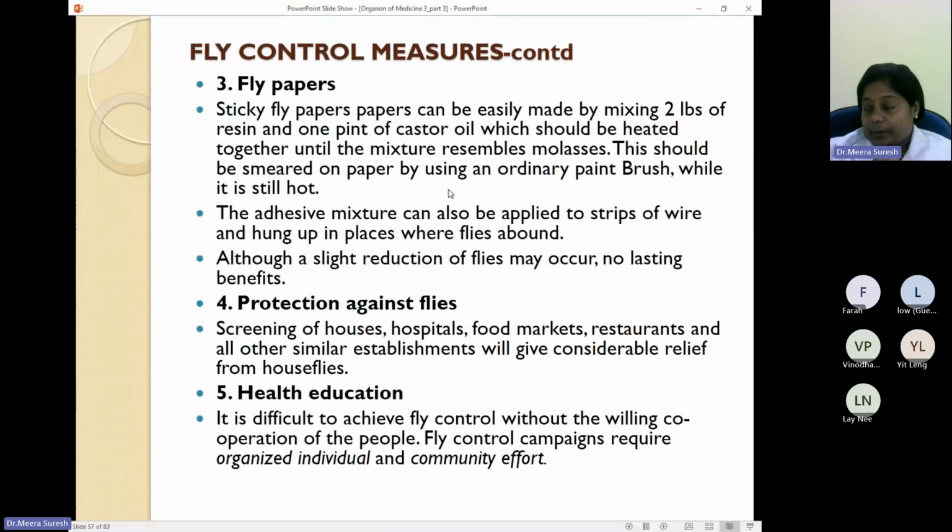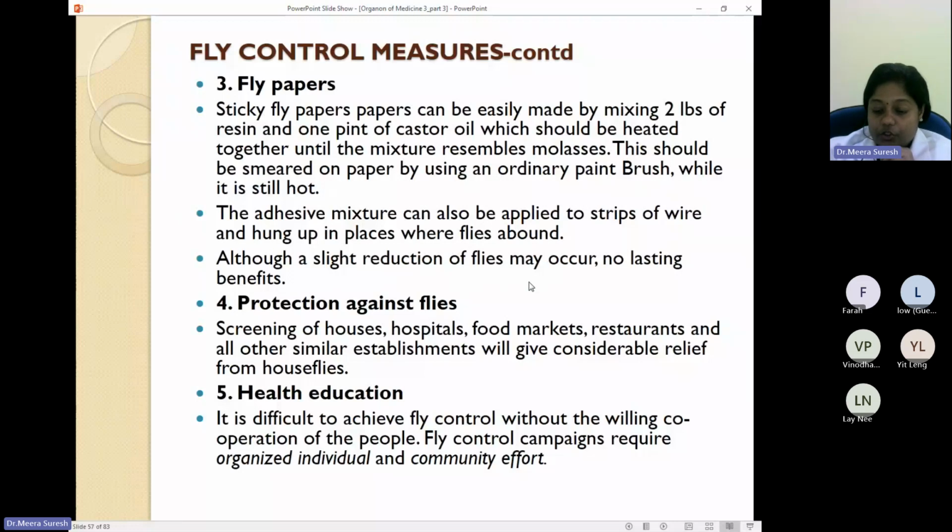This one is not made of chemicals but of natural things. It involves mixing 2 pounds of resin with 1 pint of castor oil, heated together until the mixture resembles molasses. Then with a paintbrush, this should be applied on a fly paper. The fly paper can be hung up in places where flies are seen about. There may be a slight reduction of flies, but no lasting benefits.